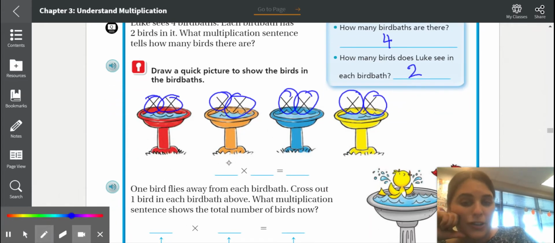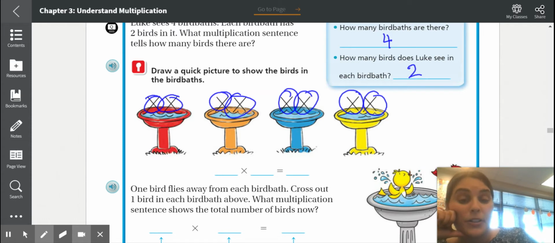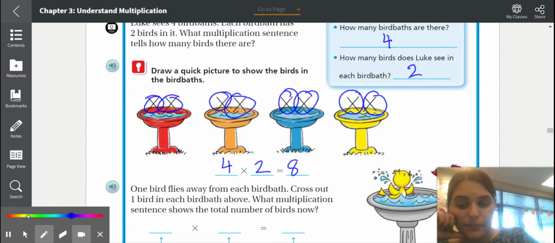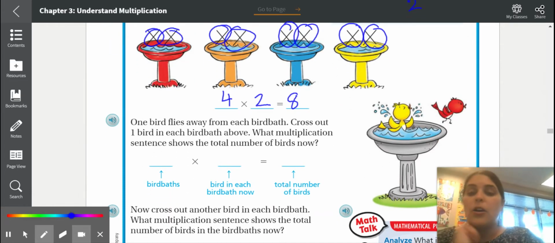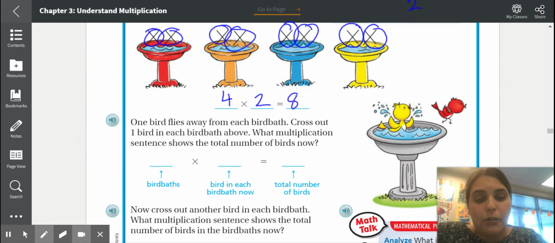Let's write a multiplication sentence telling how many birds there are. There are 4 groups, so that's the 4 bird baths, times the 2 birds in each equals 8 birds. Okay, but let's keep going. 1 bird flies away from each bird bath. Cross out 1 bird in each bird bath above. What multiplication sentence shows the number of birds now? So go through and cross out this one, and this one, that one, and then that one.